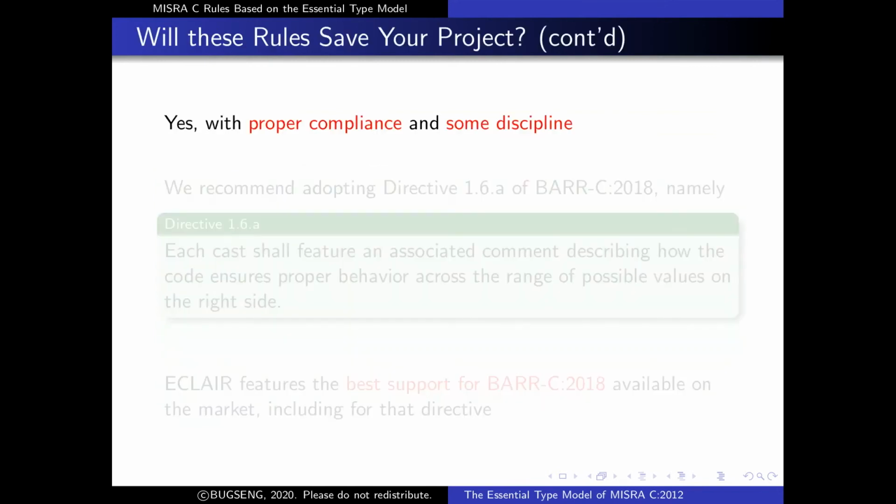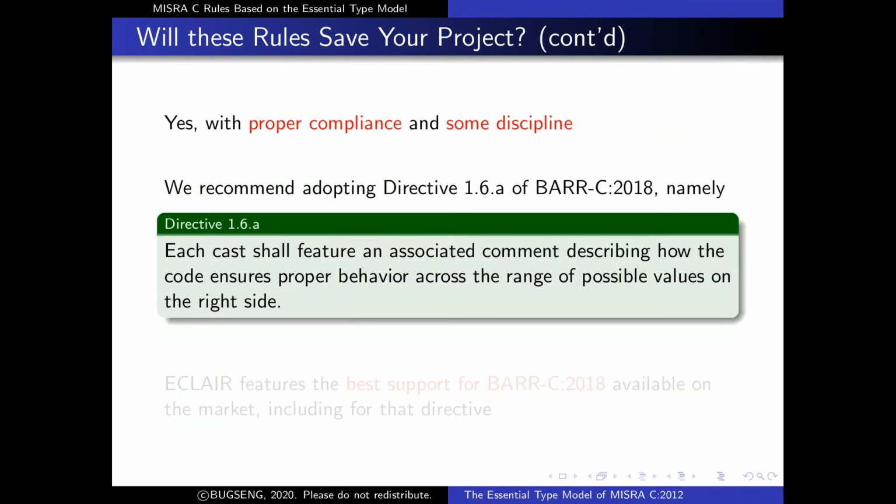Okay. However, will this rule save your project? The positive side is yes, with proper compliance and some discipline. For example, we recommend adopting, in addition to MISRA C 2012, several rules of BARR C 2018, and in particular Directive 1.6.a, which says each cast shall feature an associated comment describing how the code ensures proper behavior across the range of possible values on the right-hand side.